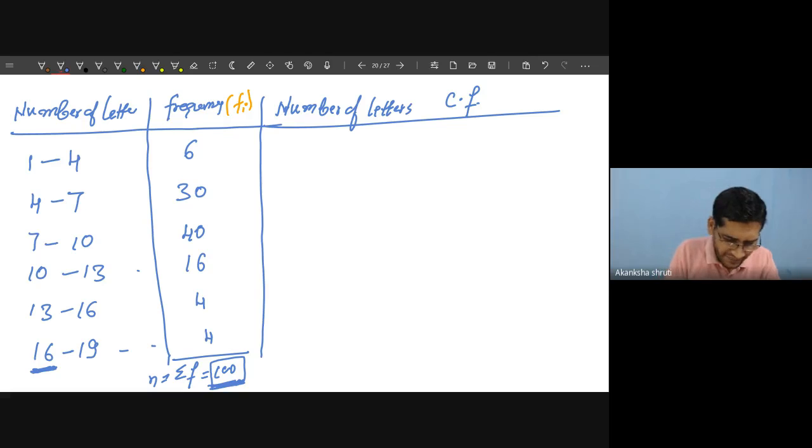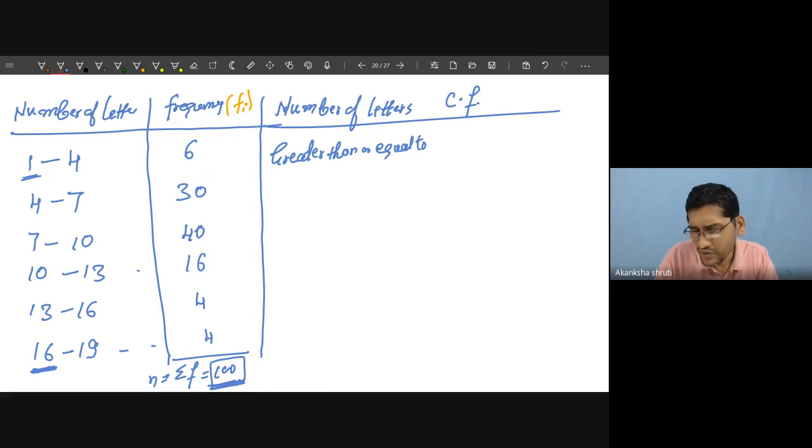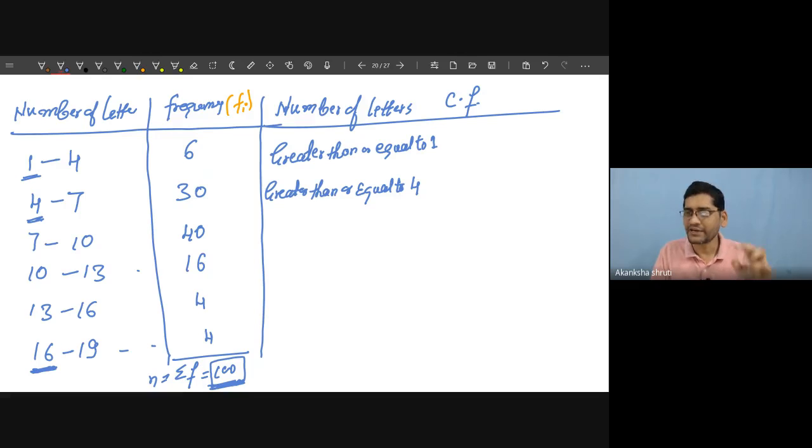So for greater than type, I can write this as greater than or equal to 1, the lower limit. Similarly, we can write greater than or equal to, for the next class interval, it is above 4. How is the cumulative frequency? I will discuss. I will give you a very simple trick, or there are basically two methods. Both I will explain, so that without error and without any confusion, you can write.